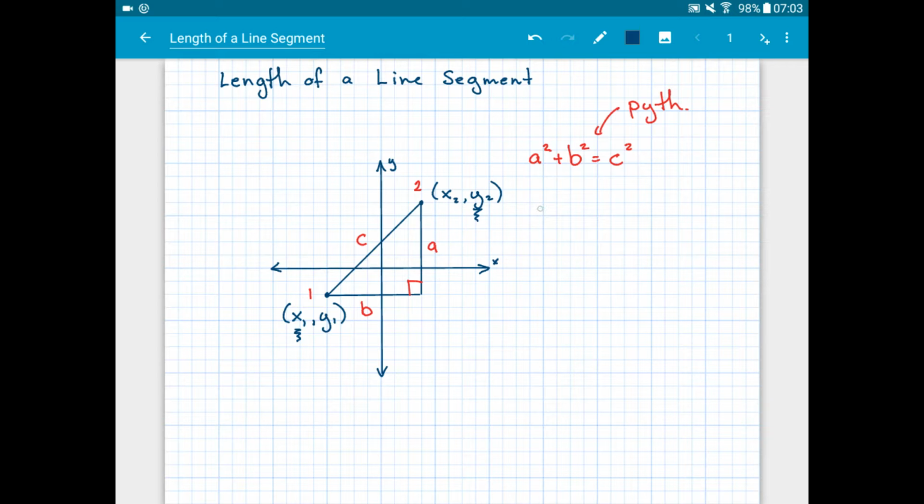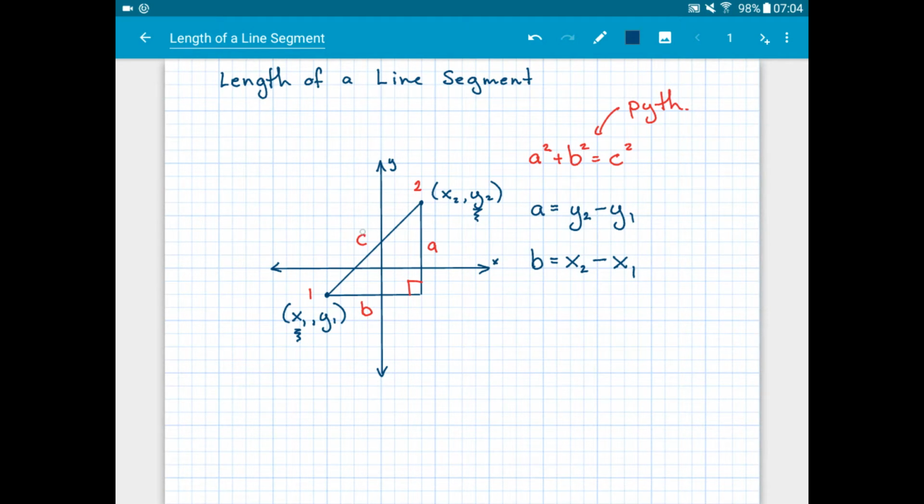Okay, so A then is equal to, well, we're starting up here at y2. We have to go all the way to 0 and then down to y1 here. And so altogether, that's going to be y2 minus y1. Likewise, B, the distance between x2 and x1, is just going to be equal to x2 minus x1.